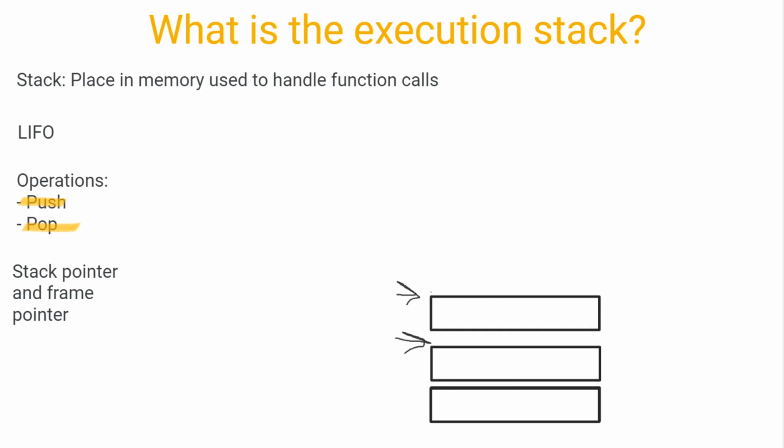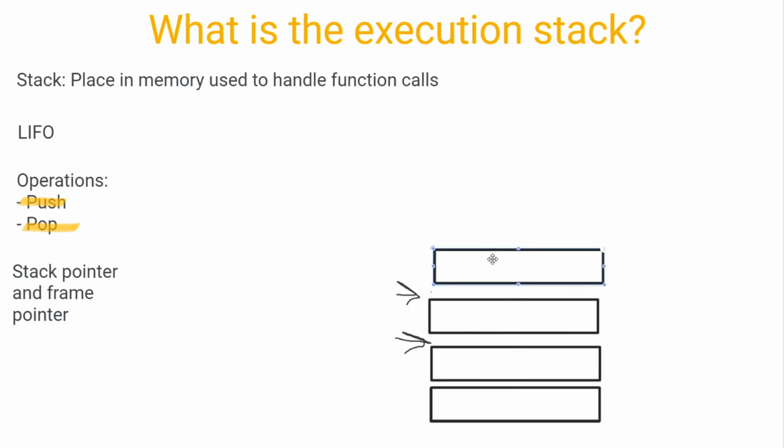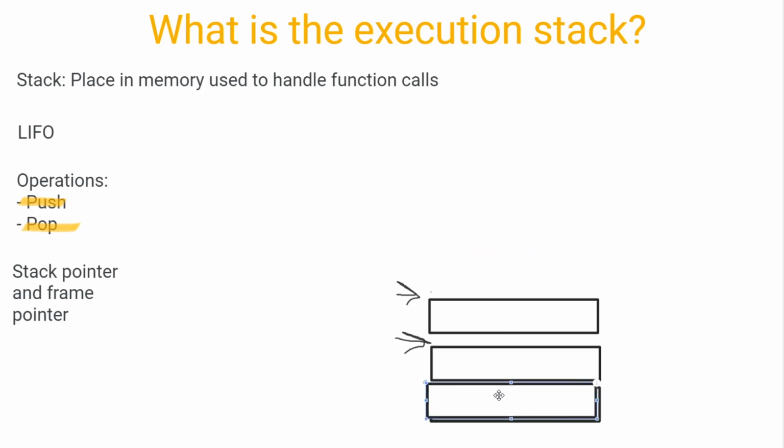So just to review, because I know that's a bit confusing, the stack is last in first out, which means we have to take off the top element. We can't take off any element besides that. The two operations are push, which adds an element, and pop, which removes the top element. And then the stack pointer and frame pointer are used to keep track of where each item in the stack is in memory, because remember, the stack is stored in memory.